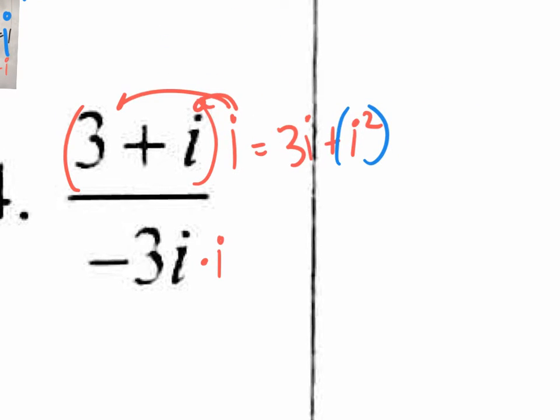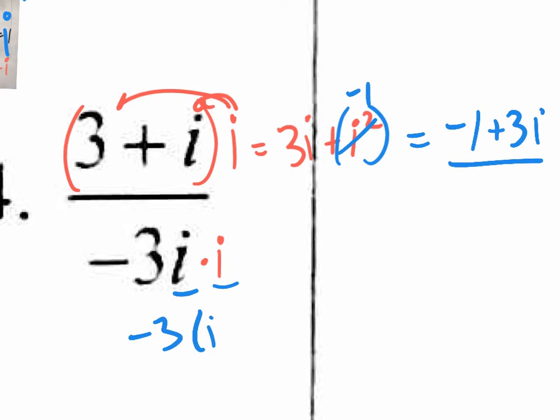This is really negative 1. So you're really going to have a negative 1 plus 3i up on top. And on the bottom, your i times i is i squared. So you have negative 3i squared, which is really a negative 1, which is really a positive 3.